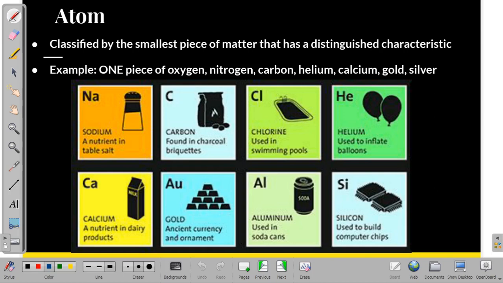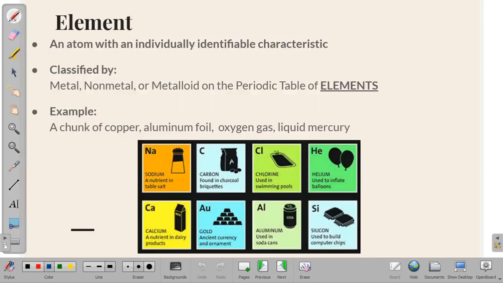Fantastic. So what we're not going to do is look at what's underneath an atom. We're not going to open up that car hood. Instead, we're going to look at an atom and say, this has a distinguishable characteristic, and that is what calls it an element. That's what we're getting into, okay? Brand new stuff is element. Now, you probably did this in middle school, but we're going to put a very specific, high school version definition: an atom with an individual identifiable characteristic.